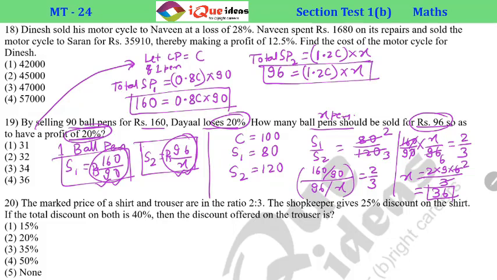Let's do one thing. Let's simply divide them. So 160 is equal to 0.8 C into 90. 96 is equal to 1.2 C into X. So we will have 160 upon 96 equal to 0.8 C into 90 divided by 1.2 C into X. So what happens? C and C get cancelled. Decimal goes away. And 0 and 0 cancel. 16 6s are 96.